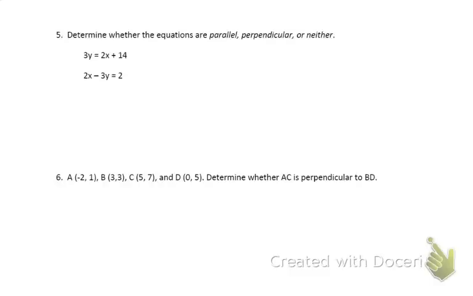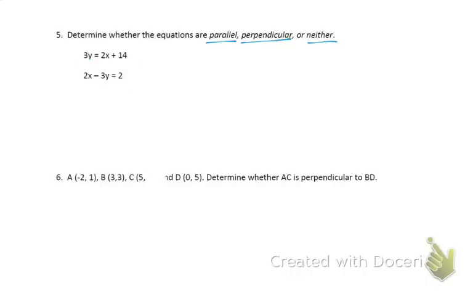Alright, and finally we have a couple of application problems, or really just thinking problems here. Number 5 asks you to determine whether the equations are parallel, perpendicular, or neither. Now, again, what that means is, will these two lines be parallel to each other, perpendicular to each other, or neither? Are they just two random lines that are somewhere else?